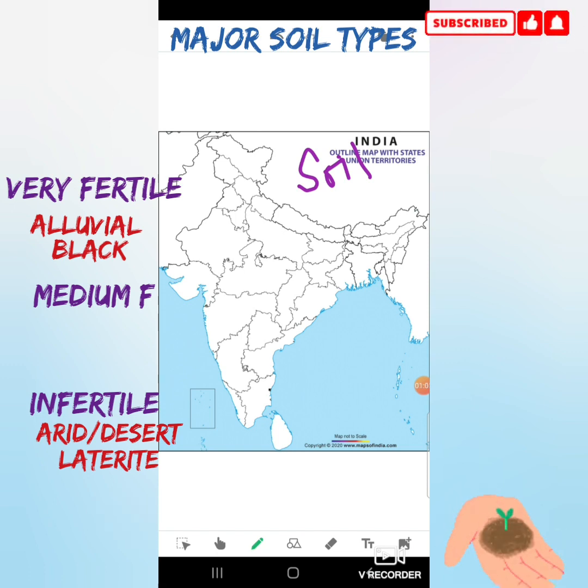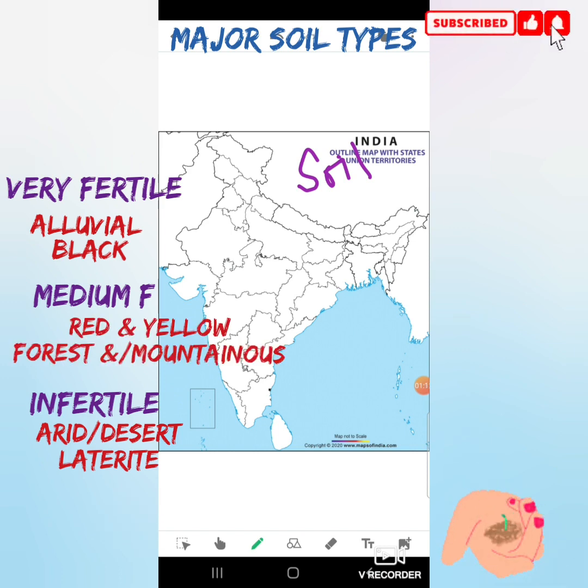Then the third one, which is medium fertile. What is the meaning of it? It means not very fertile or not infertile too, and it includes 2 types, that is the red and yellow type, and the next one is forest and mountainous type.